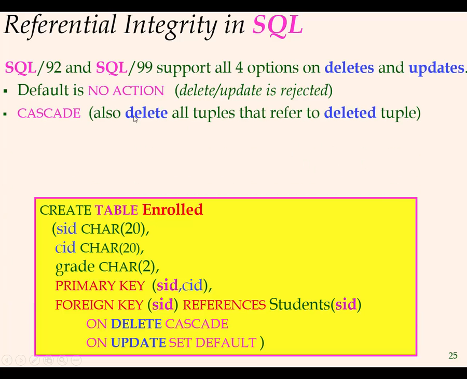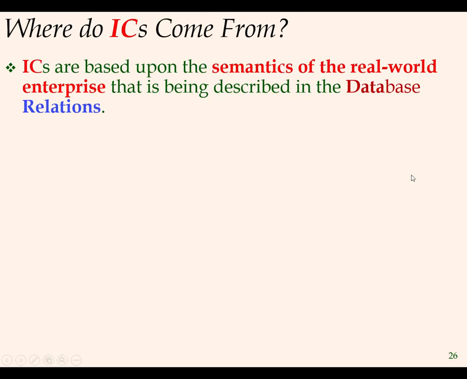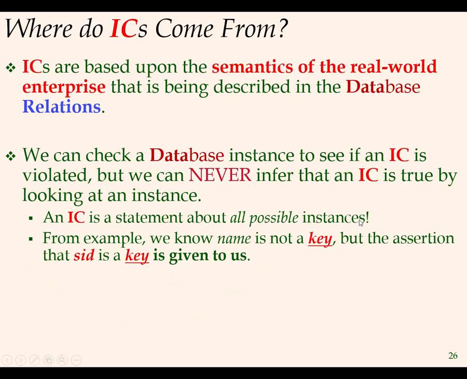So these are actually in the standard: no action, that is the default. Cascade, delete the children. You can use set null or set default. So this is 1, 2, 3, 4 options that are given to you for referential integrity. Again, the semantics of the real world need to be discovered by the DBA that designs the database.